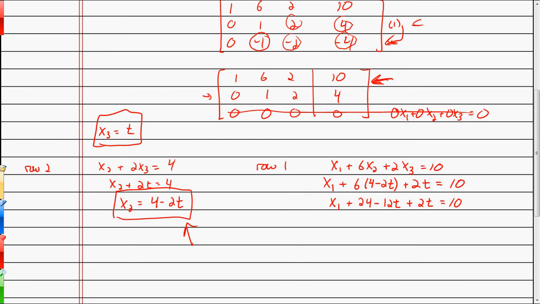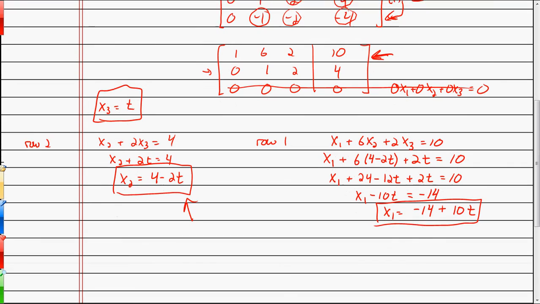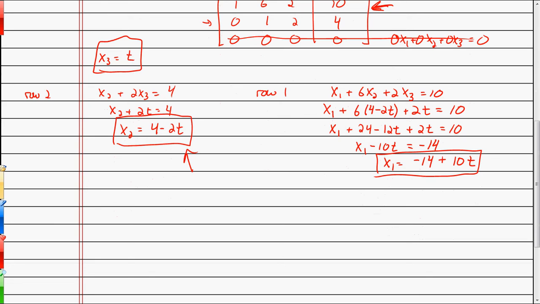Now first, let's see. I'll subtract 24 from both sides and combine my t's. So I get x1 minus 10t equals, let's see, 10 minus 24, negative 14. So x1 equals negative 14 plus 10t. Right? So there we go. I have x3, x2, and x1.